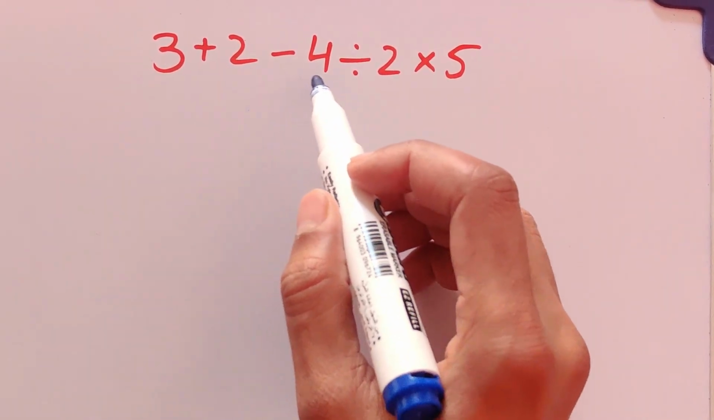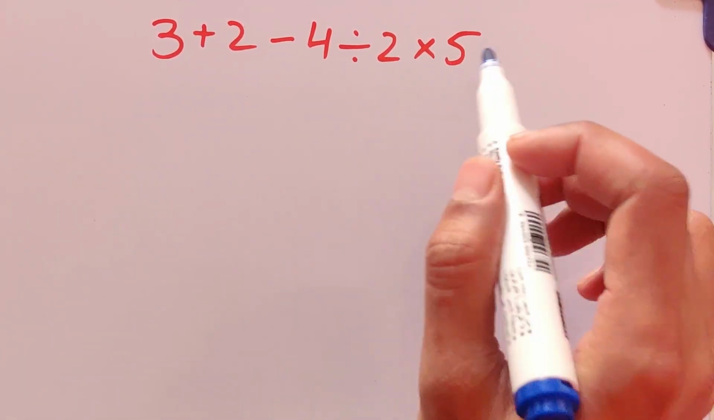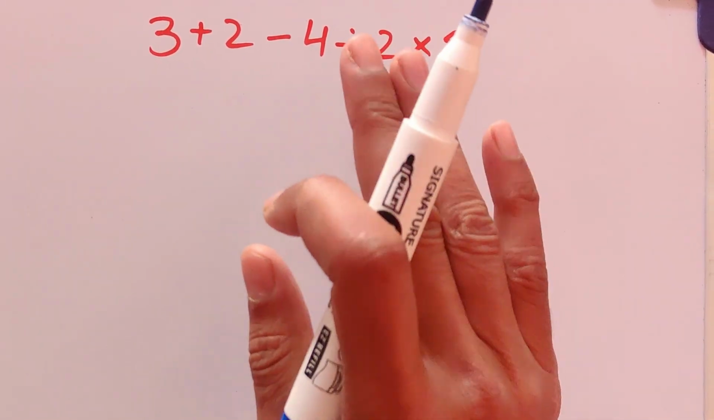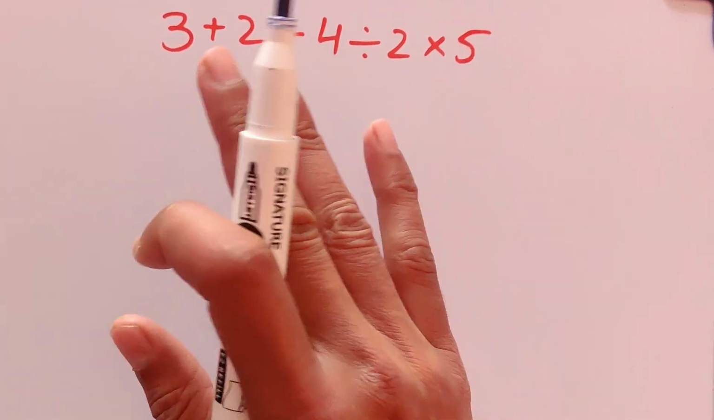We have 3 plus 2 minus 4 divided by 2 multiply 5. Imagine you are building a little tower of blocks. You add 3 blocks, then 2 more. But then you have to follow a special rule when you see division and multiplication.